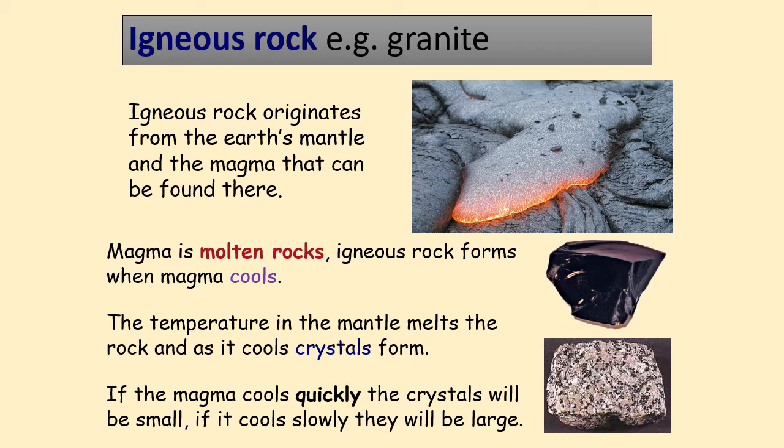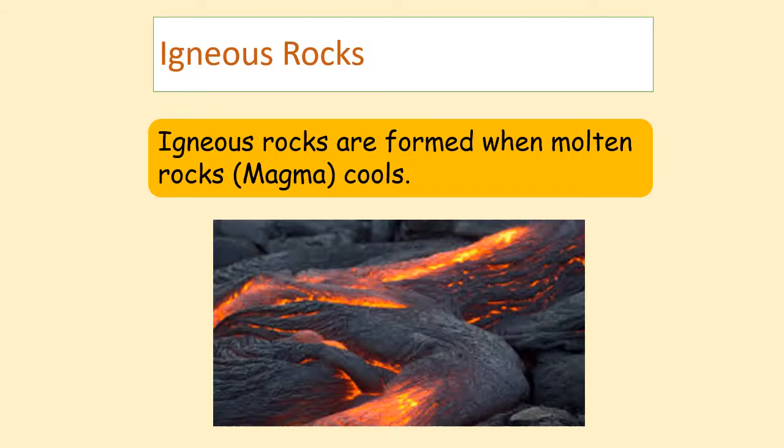If it cools very slowly, the crystals will be large, and sometimes the rock itself will look like a big crystal. For example, the middle picture on the right hand side, that is a type of rock called obsidian, which sometimes looks like glass, and that's because that magma cooled very, very slowly, and it formed very large crystals. So to summarize, igneous rocks are formed when molten rock, or magma, cools down.